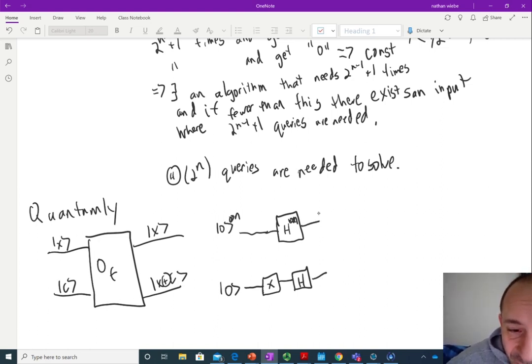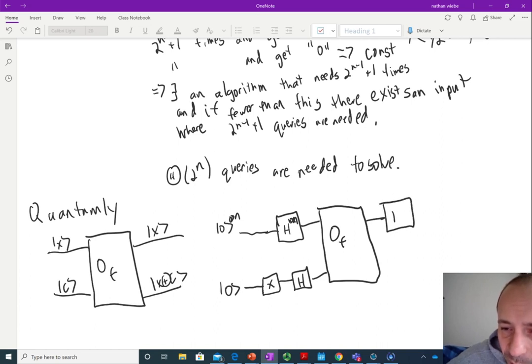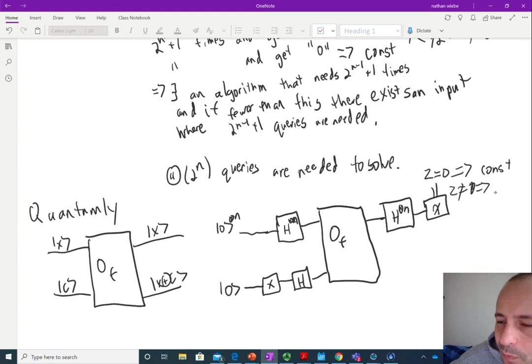Now, we end up feeding this into our quantum oracle, OF. Now, what we do is we just apply, again, the Hadamard transform to combine everything back together, and then we measure in the end. Okay? And my claim is that if we measure z equals 0, it implies that the function is constant. And if we measure a result z out here not equals 0, sorry, then this implies it's a balanced function.